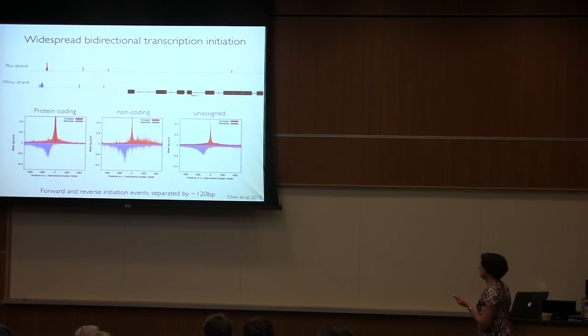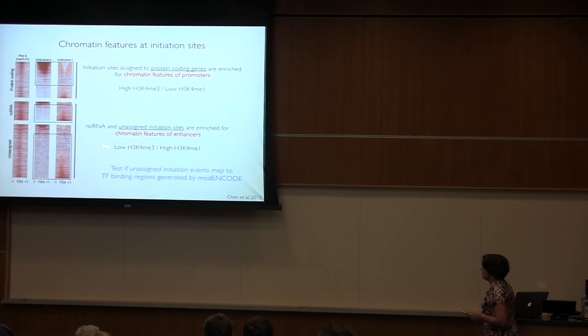If we looked at the initiation sites, the ones that we could assign as promoters have chromatin features of promoters, generally having high H3K4 trimethylation, which is often found at active promoters, and lower H3K4 monomethylation. The ones that we couldn't assign as protein coding promoters more often had chromatin features of enhancers, which had higher H3K4 monomethyl than H3K4 trimethyl. And this suggests that maybe these were actually enhancers rather than promoters.